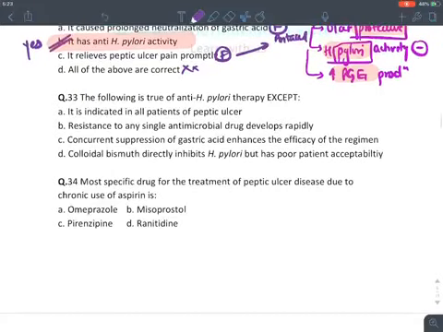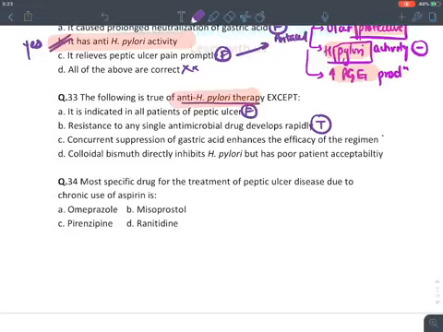Okay. Remember. Now the following is true of anti-H. pylori therapy. It is indicated for all patients of peptic ulcer. It's absolutely false. Why should we give anti-H. pylori therapy or antimicrobials for all patients of peptic ulcer? It is only given where there is proven H. pylori infection. Resistance to any single antimicrobial develops very rapidly. True. That is why we give a combination of drugs.